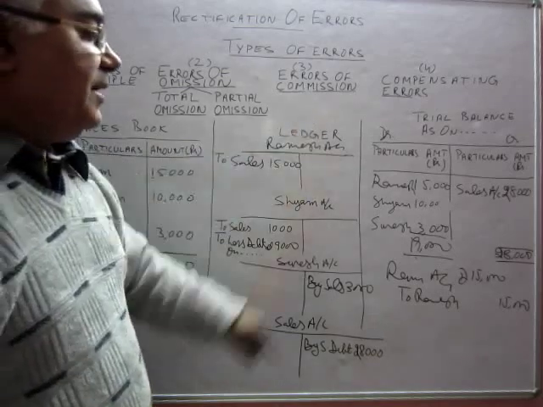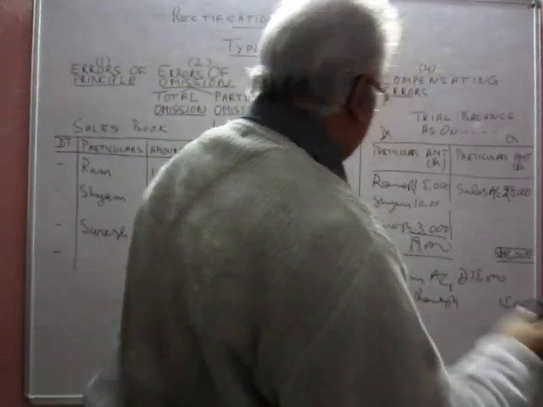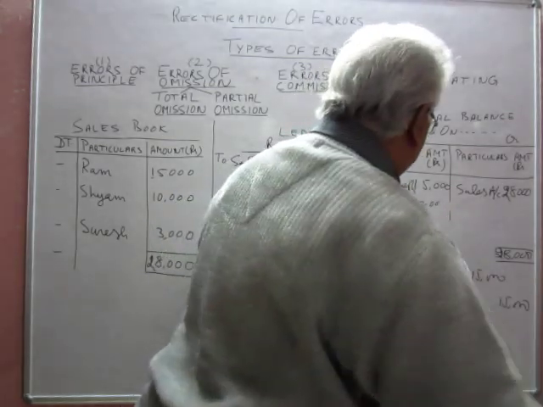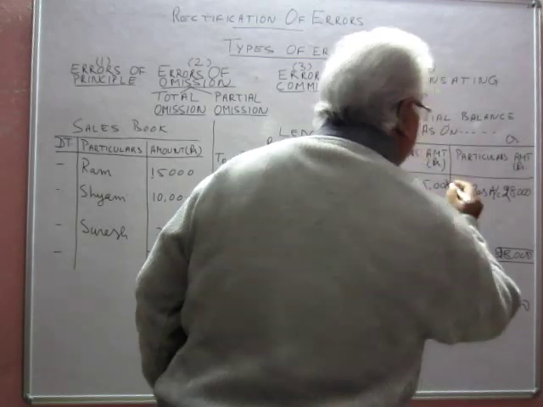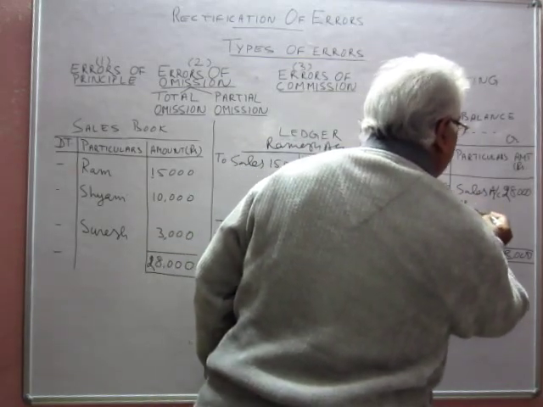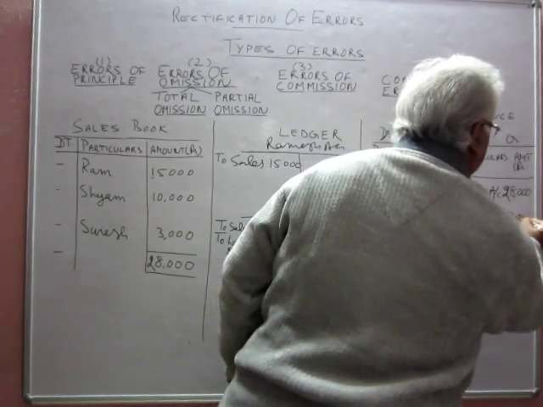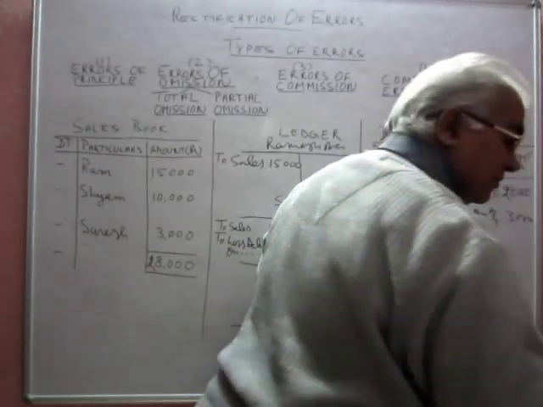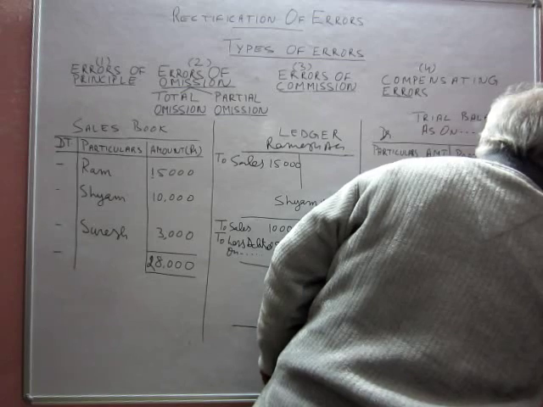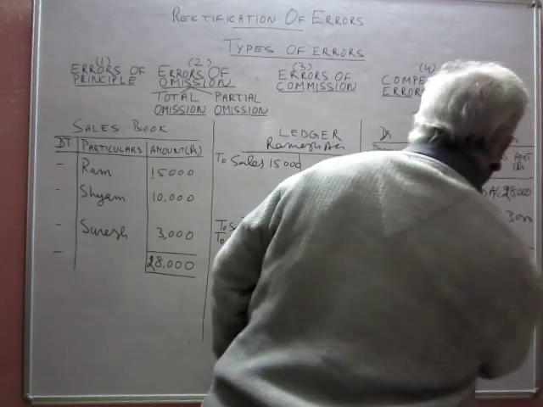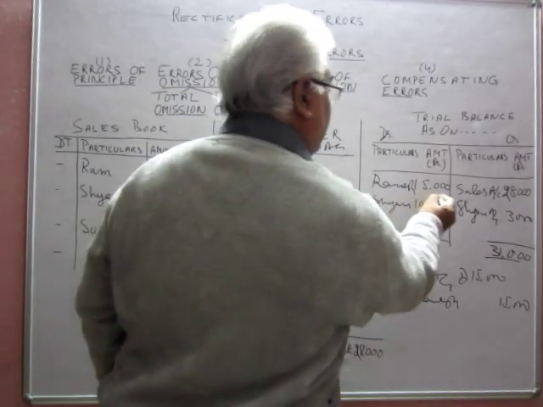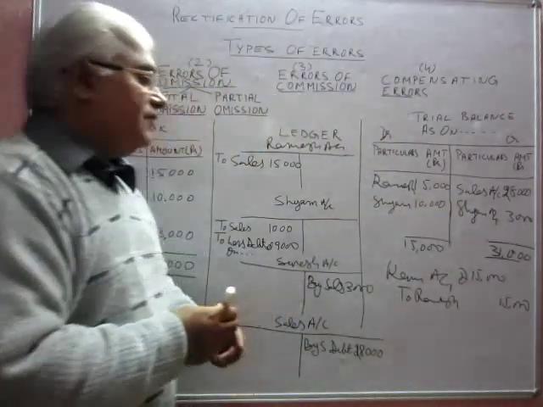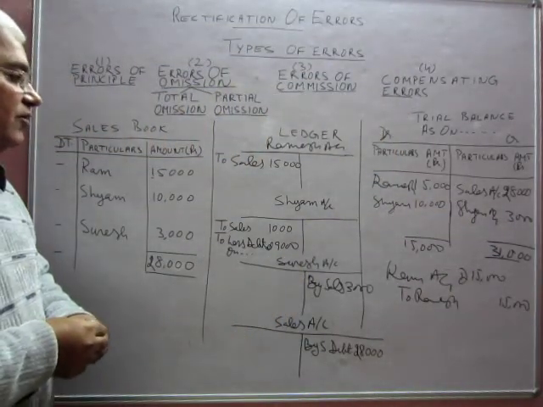Here, while preparing the trial balance, Suresh account will not be shown on the debit side. It will be shown on the credit side. Shyam account 3,000. So this side will become how much? 31,000. And this side will remain how much? 15,000. How much is the difference? 16,000. Why this?